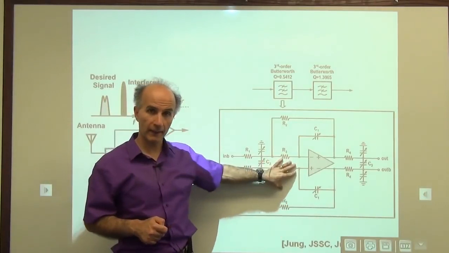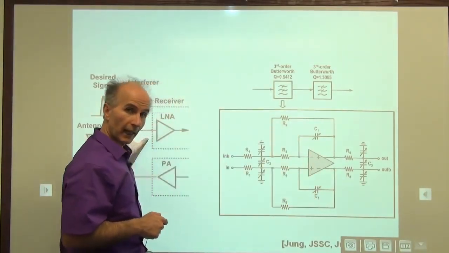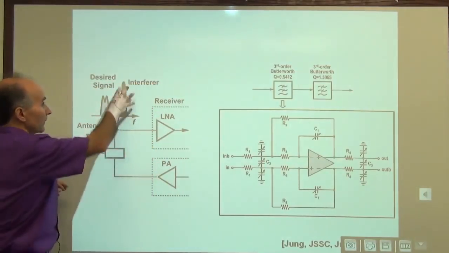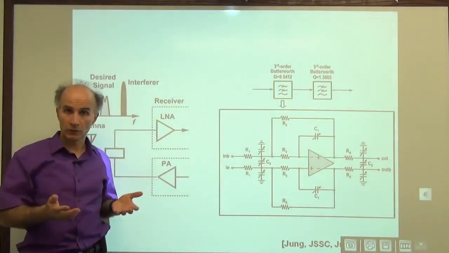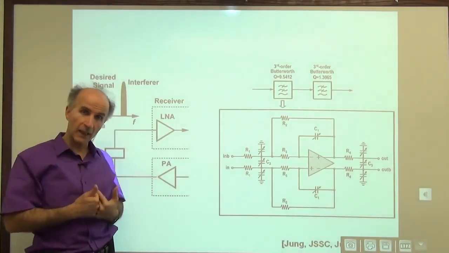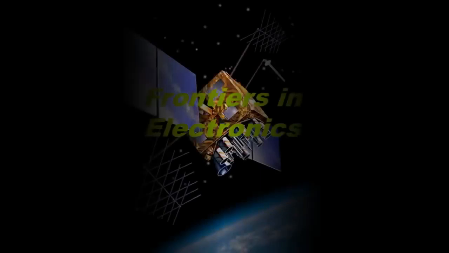All right, so that's another example where we use an op-amp to build a filter to remove something we don't want. Usually a filter is to remove something we don't want or to let something in that we want. And these are some examples of that.